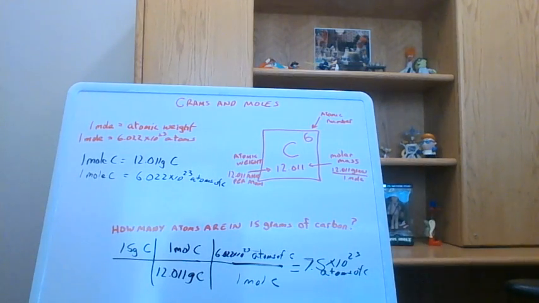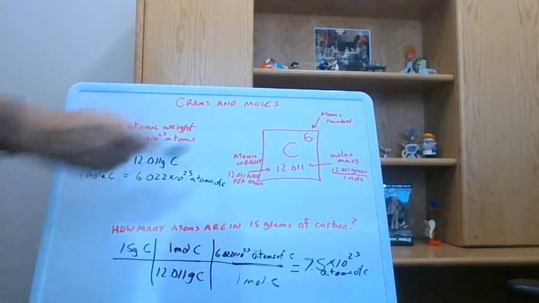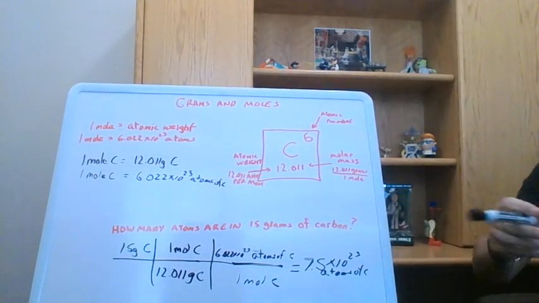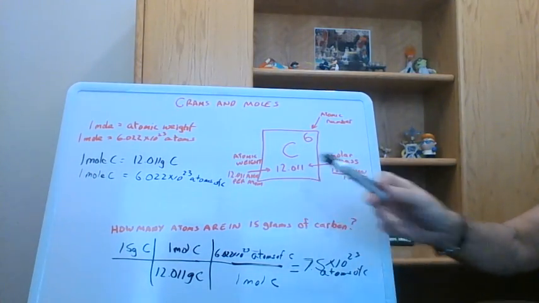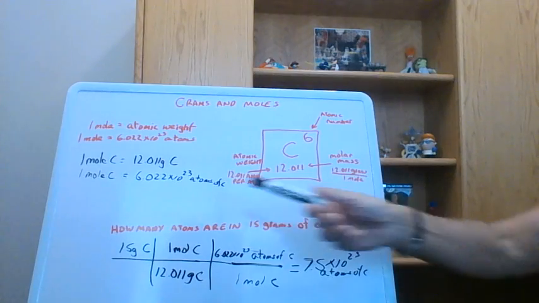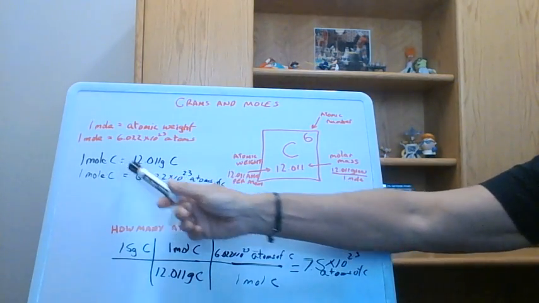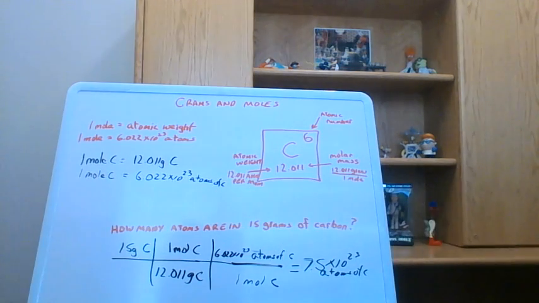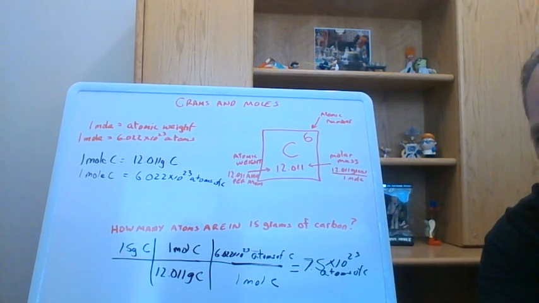Right. And so we'll be using these numbers from the periodic table moving forward in a lot of calculations. So it's important that we understand that this number, this atomic weight, tells us the mass of 1 mole of carbon, right? And so that's our equivalence there, and then we know that every mole of whatever we're talking about contains 6.022 times 10 to the 23 units of whatever we're talking about.